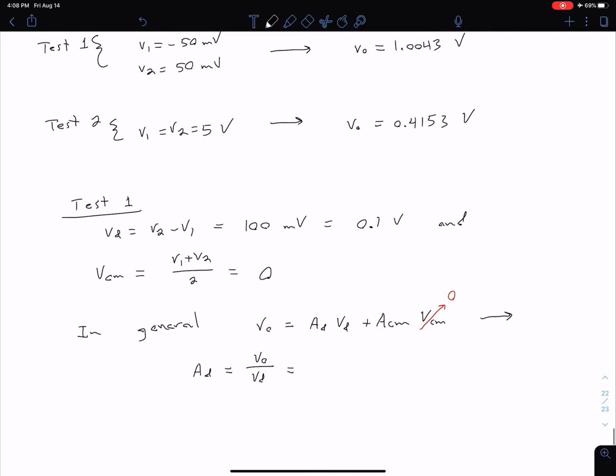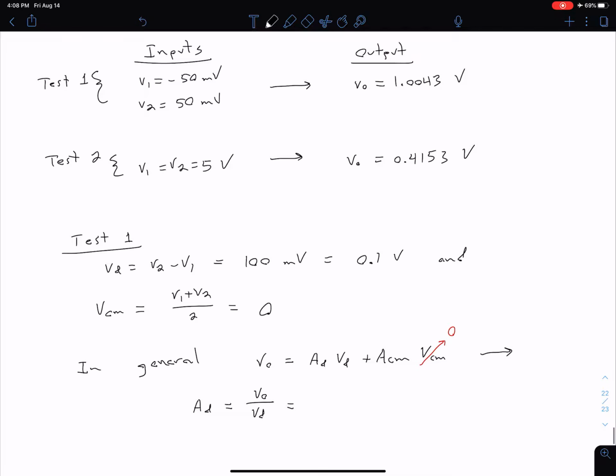So our output from test 1, coming back up here to our results, we see was 1.0043 volts, and our differential voltage we calculated to be 0.1 volts. So we calculate our differential gain to be 10.043. Sorry, it shouldn't be volts, it's dimensionless.